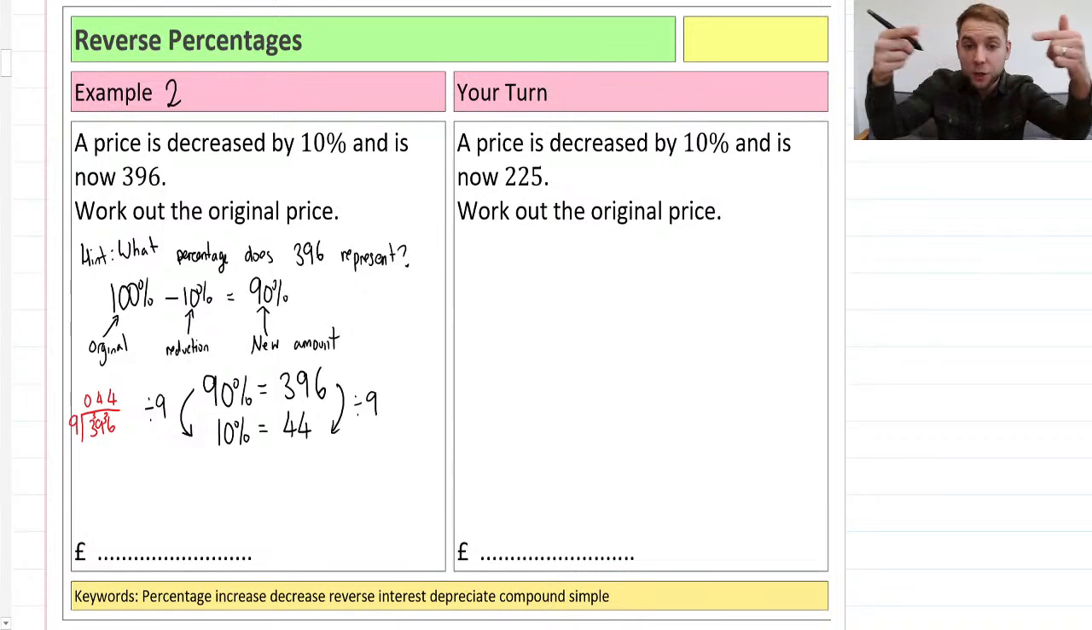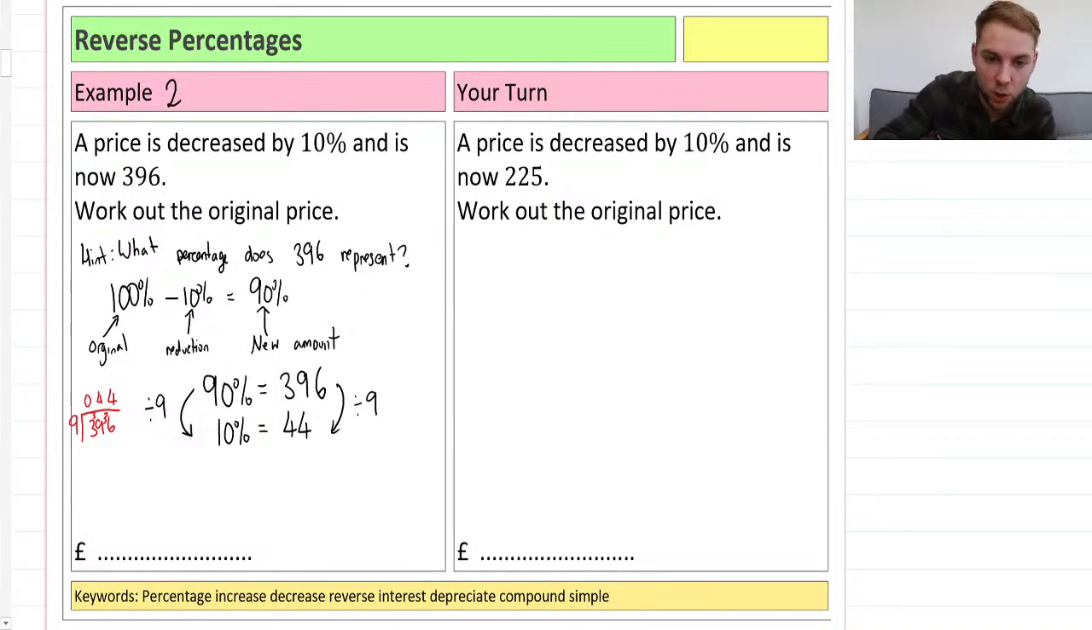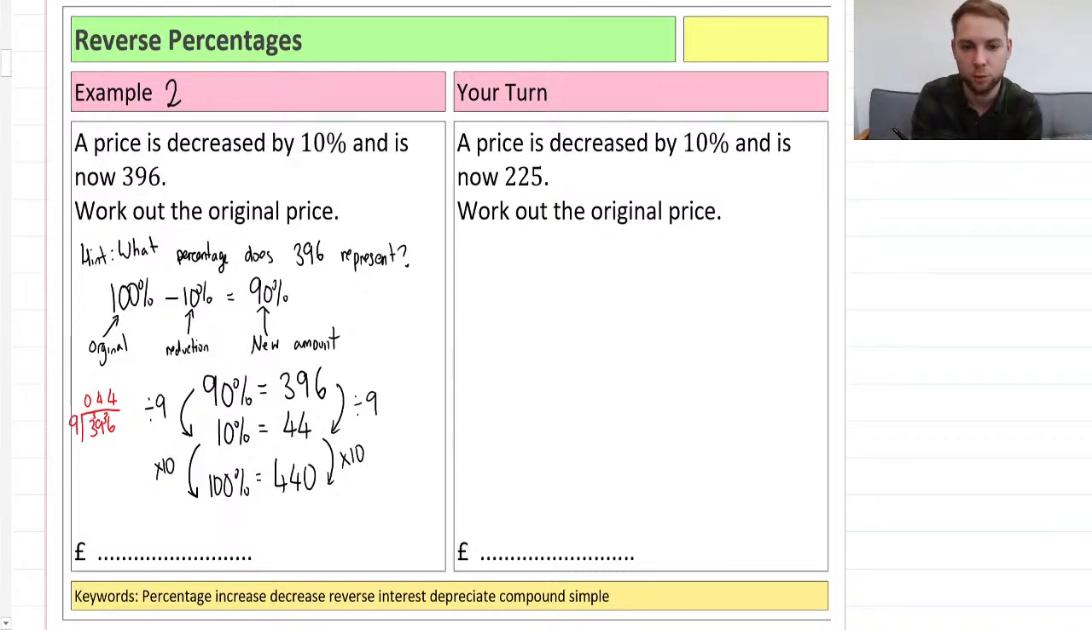Now remember, we're trying to find 100%. So to find 100%, I need to times by 10. So 100% is equal to 44 times by 10, which is equal to 440. Brilliant. Now there is a quick way to do this if you've got a calculator.